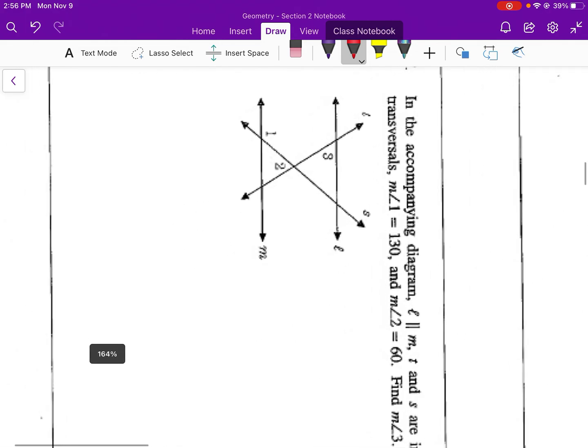Let's look at 7. Okay, the measure of angle 1 is 130. The measure of angle 2 is 60. We're supposed to find the measure of angle 3. Well, I look at angle 3 and I say, what other angle does it equal? So I'm looking for my z, because I have parallel lines cut by a transversal. So this angle down here that I've now colored purple would be the same as angle 3, right?